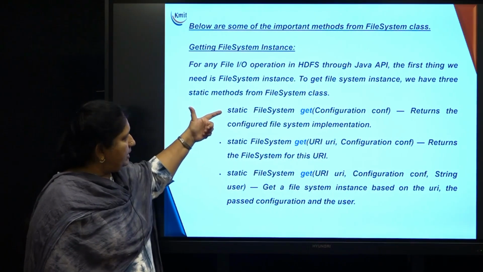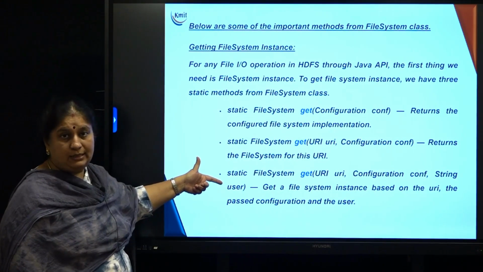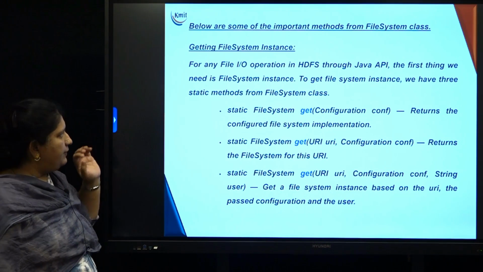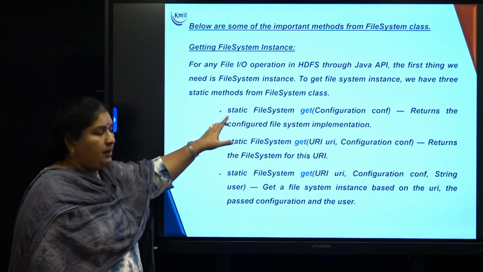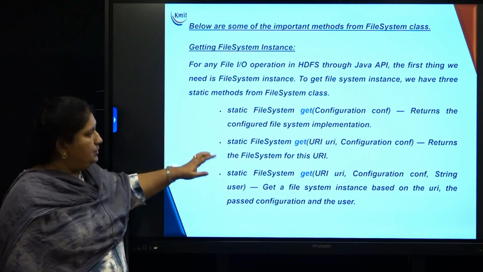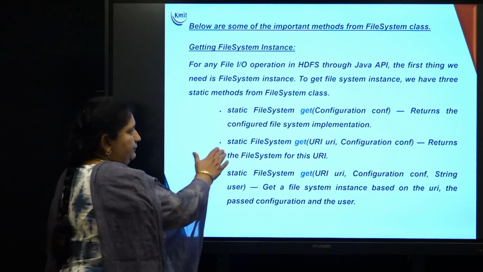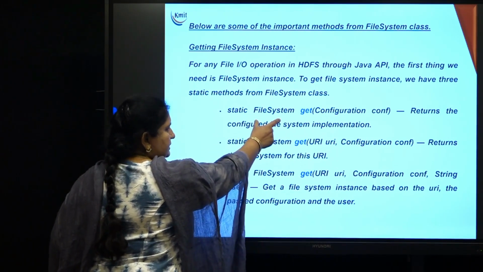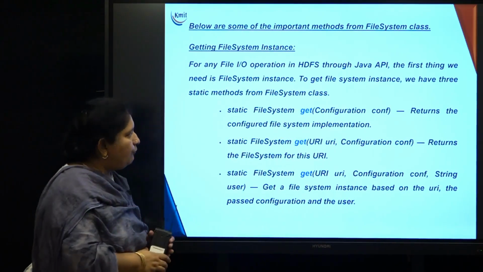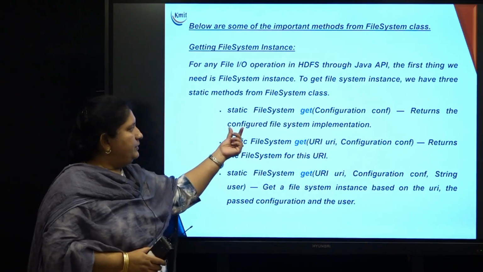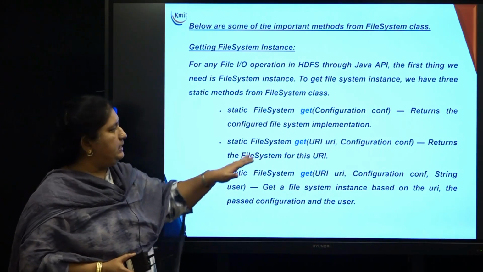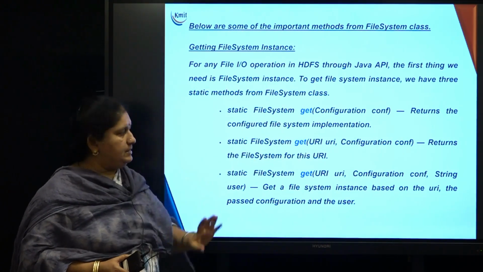Now, if you see, there are three signatures for the get method, which is used whenever you are trying to work with the file system. The first one, and if you are observing, all these methods are static methods, right? So, you can work with them directly. It is a static FileSystem that belongs to the FileSystem class. The name of the method is get. It returns the configured file system implementation. If you are working with HDFS, it says I am working with the HDFS file system.